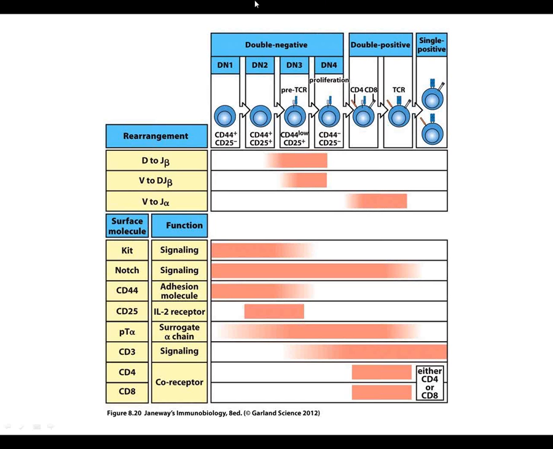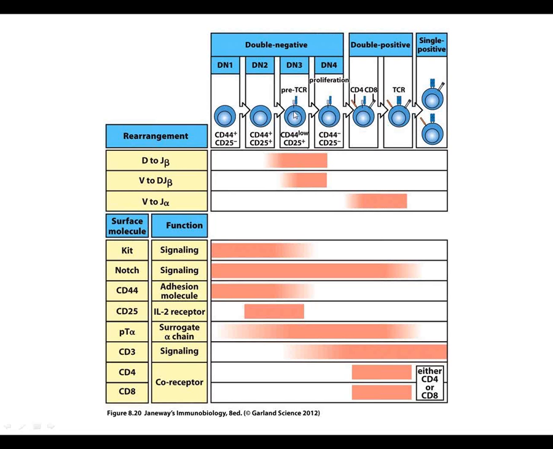So in this case, when it's going through its double negative stage, it's going to be differentiated into 4 double negative stages, or substages: DN1, DN2, DN3, and DN4. In DN1, this adhesion molecule CD44 is going to be expressed, and then it transitions to the DN2 stage when CD25 is also expressed, that IL-2 receptor.